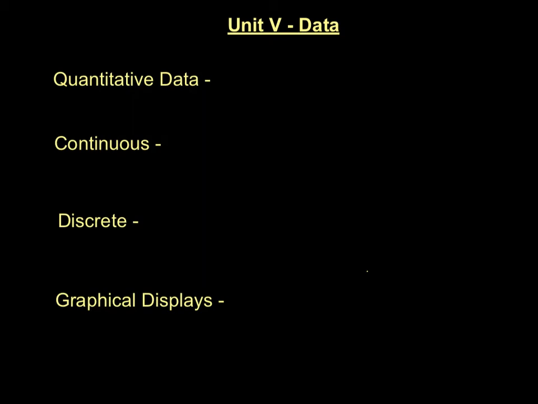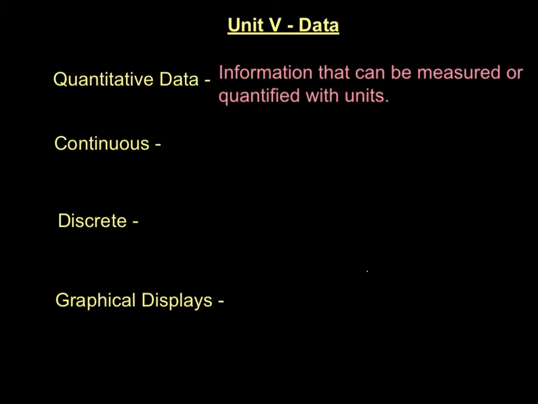Welcome to the unit on data, or as we refer to it in the algebra curriculum, unit number 5. Specifically, we're going to be talking about quantitative data. What is quantitative data? Quantitative data is information that can be measured or quantified with units. For example, temperature would be considered quantitative data. It may be measured in Celsius units, Fahrenheit, Kelvin scale. The bottom line is temperature can be measured.